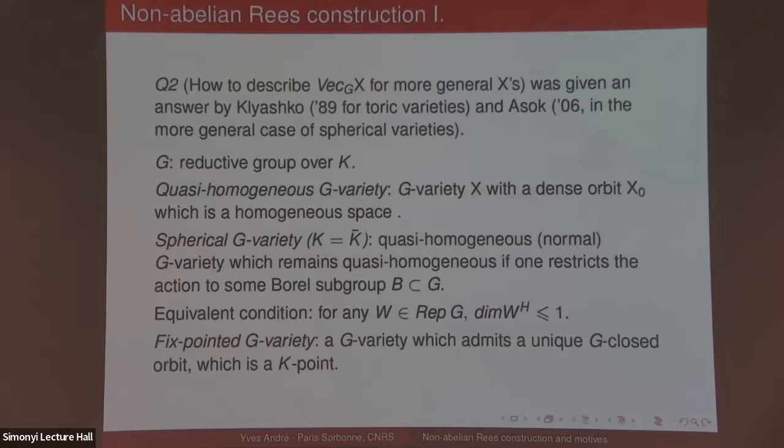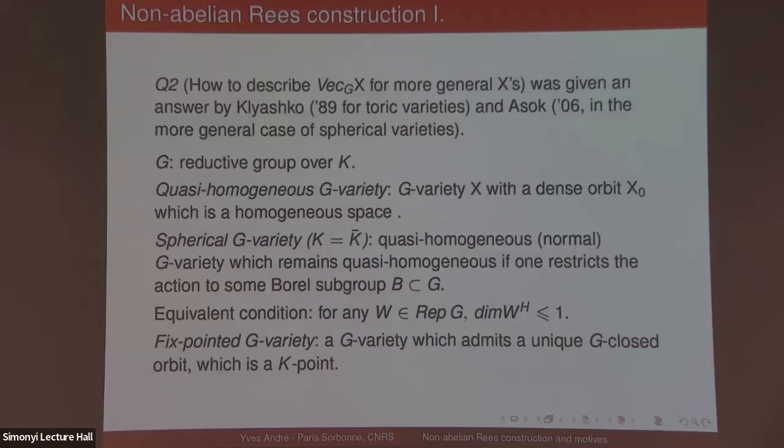I start with the second question, which is how to describe the category of equivariant vector bundles for a reductive group G, which acts on a certain affine variety X. For toric varieties, the answer was given by Klyachko, Perling, and more recently by Ashok in the case of spherical varieties. So let me recall what this vocabulary is.